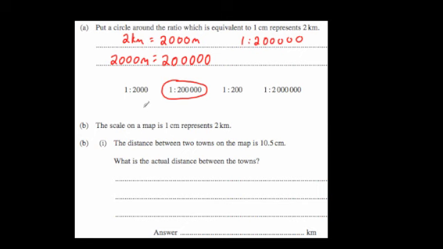That's the scale. Finally, it says the scale of the map is 1 centimetre represents 2 kilometres. The distance between two towns is 10.5 centimetres. What is the actual distance? So we multiply by this number. So we're going to do 10.5 multiplied by 2, which is equal to 21. Now, let's be careful with our units. It says 1 centimetre represents 2 kilometres. So that's 21 kilometres.